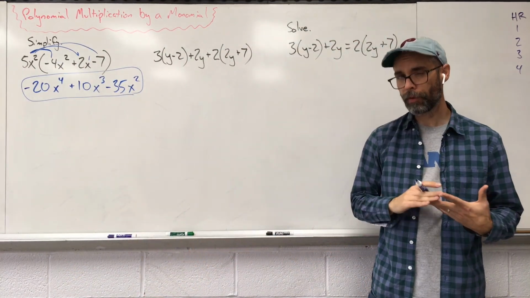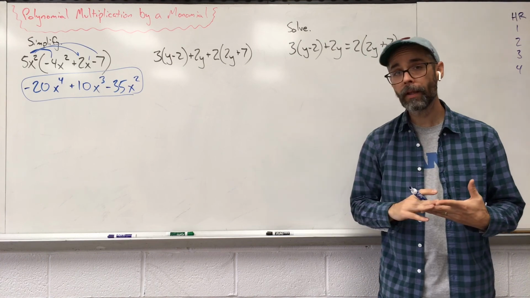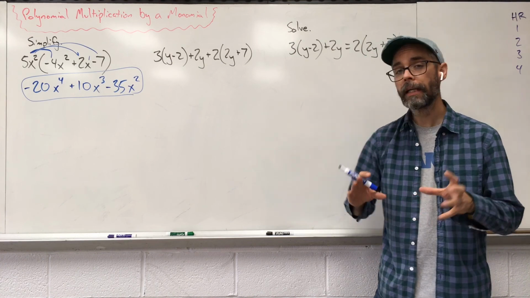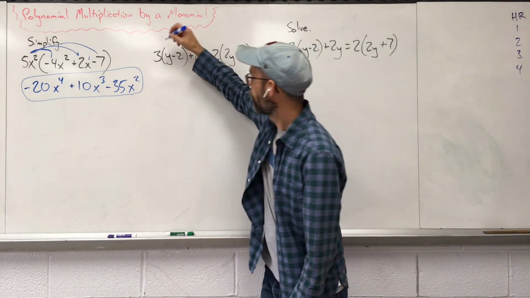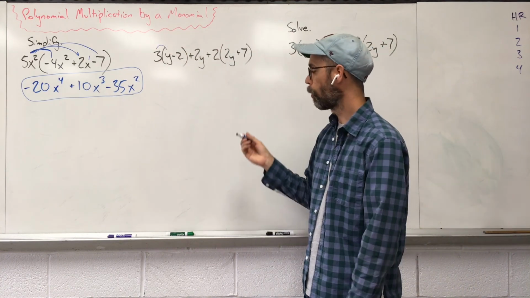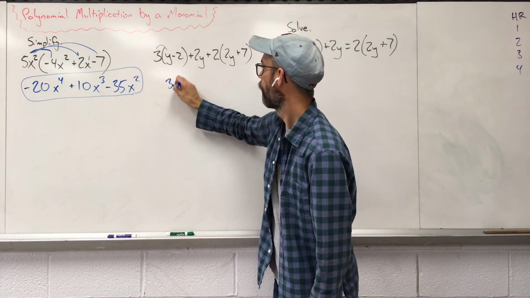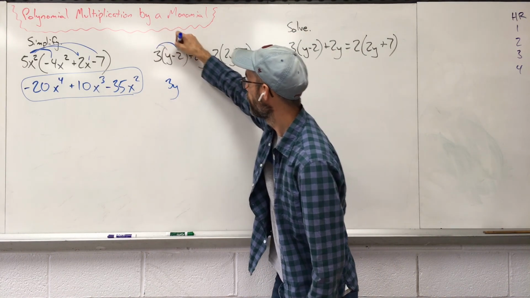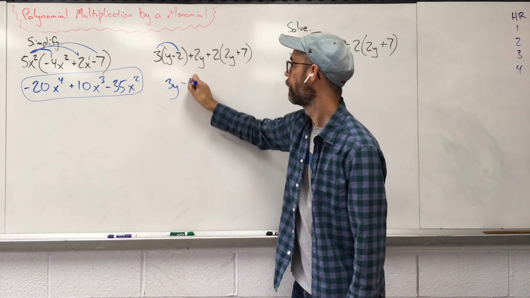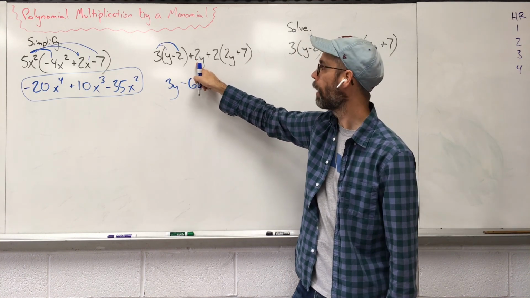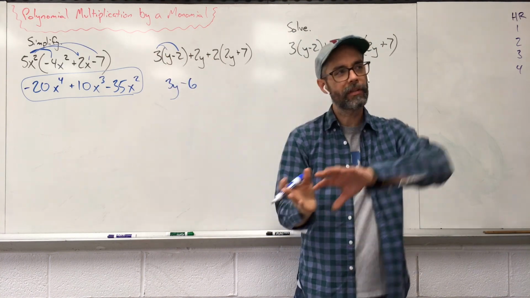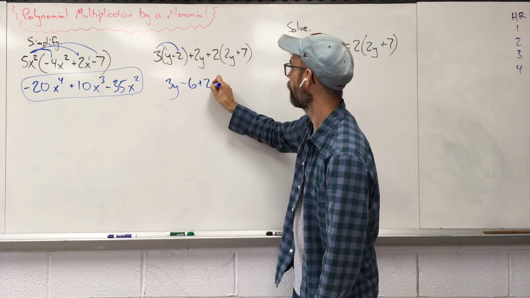Sometimes you can have more than one parenthesis within a problem, and that's fine. We're just going to take it and chunk it into little pieces. First group that I'm looking at, 3 times y, giving us 3y. Then we're going to say 3 and negative 2, negative 6. I'm not going to distribute to the 2y because it's not in that same group. It's just separate. So we just bring it right down.